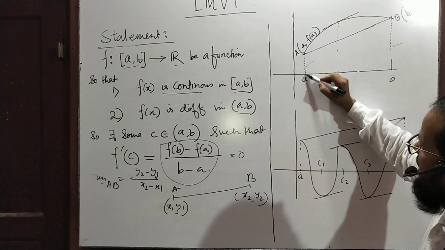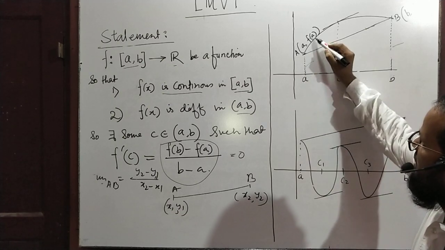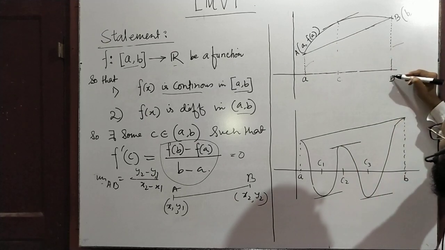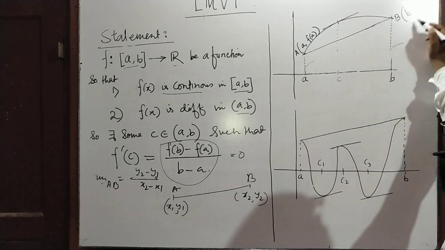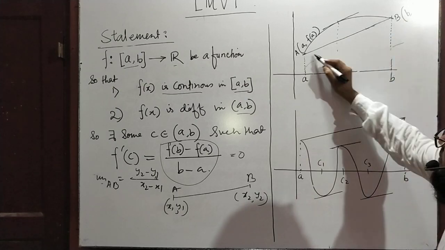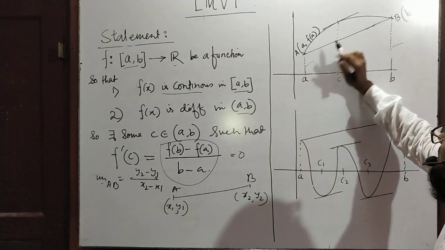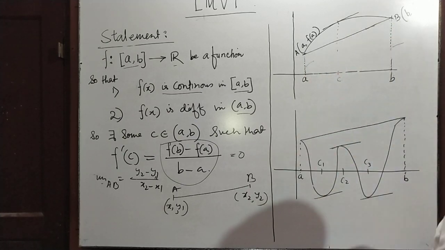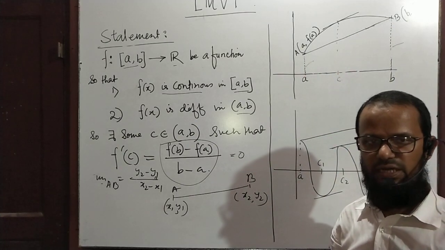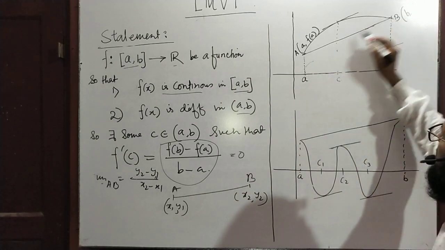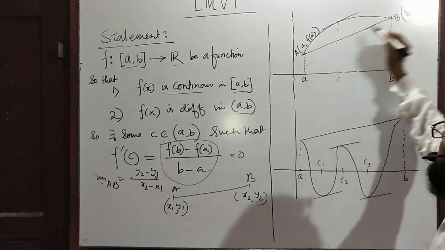For x equal to a, what is the y coordinate? f(a). That means the point on the curve is (a, f(a)). And for x equal to b, the y coordinate is f(b), and the point on the curve is (b, f(b)). If you join these, this is your curve, and this is the chord of the curve. You can say it is a secant of the curve.